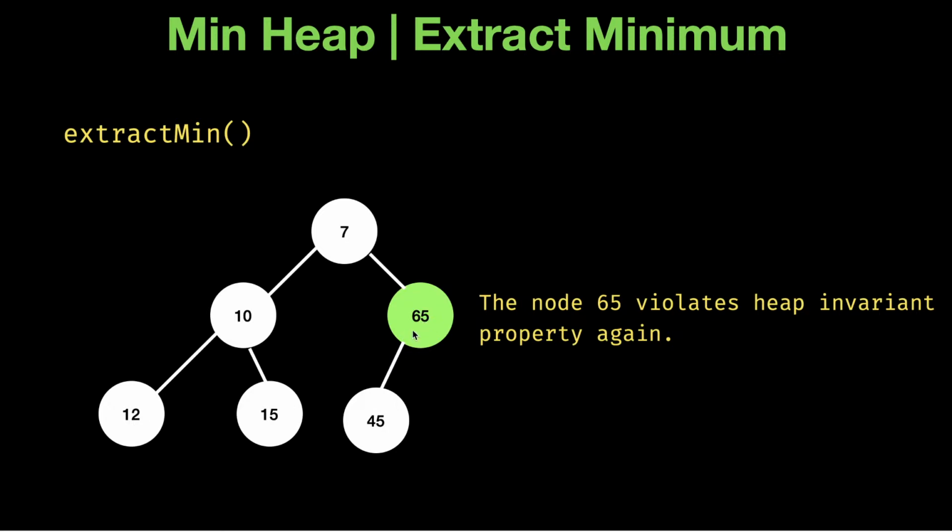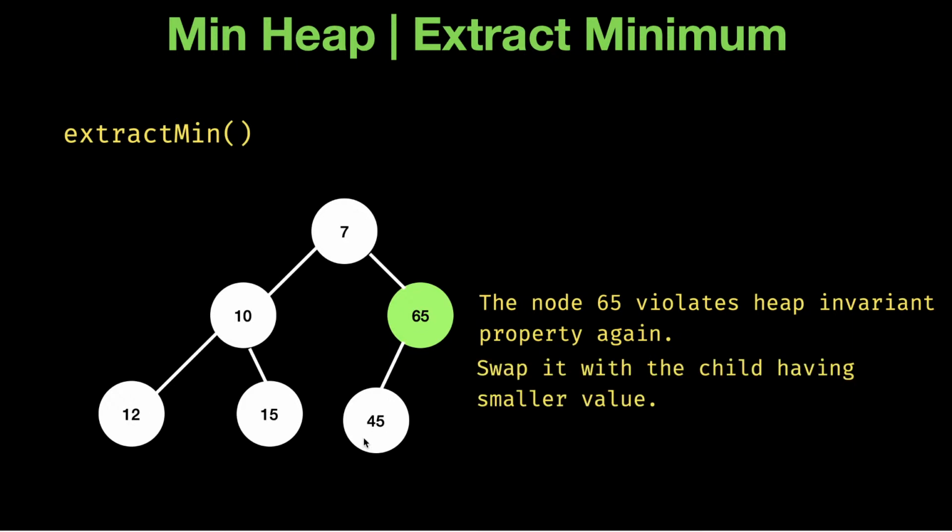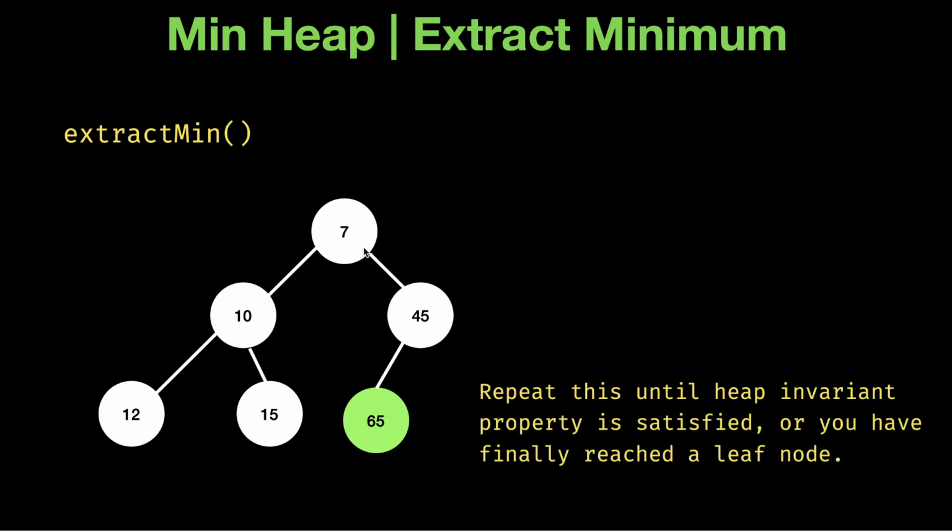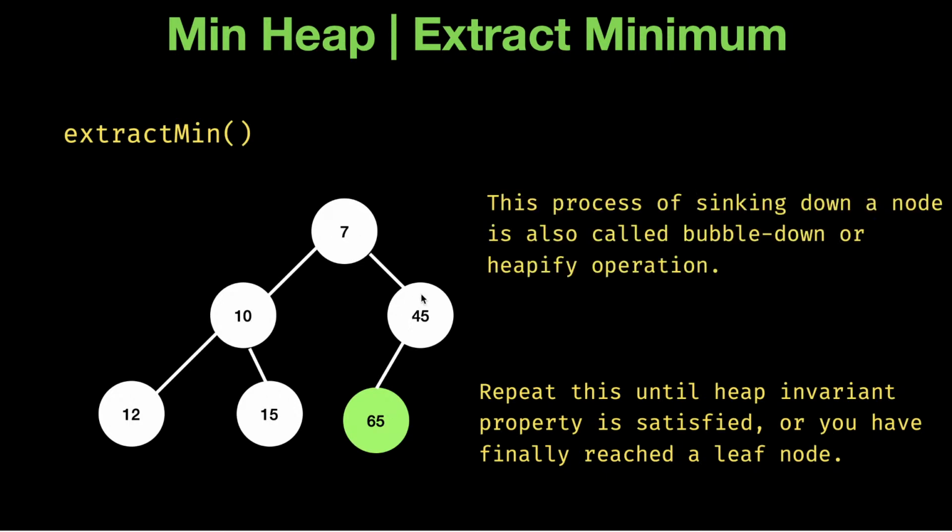And now again we have to swap it with one of its children, either 45 or the right child, but we do not have a right child here, so we swap it with 45. So 45 goes up and 65 comes down, and in this case the heap invariant property is satisfied. We repeat this step until the heap invariant property is satisfied, or we have finally reached a leaf node. In this case the heap invariant property is satisfied, so we will stop here.